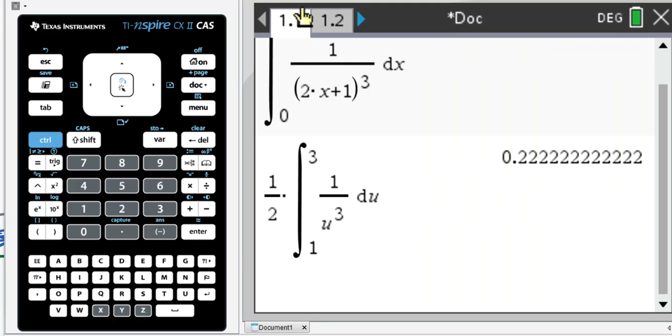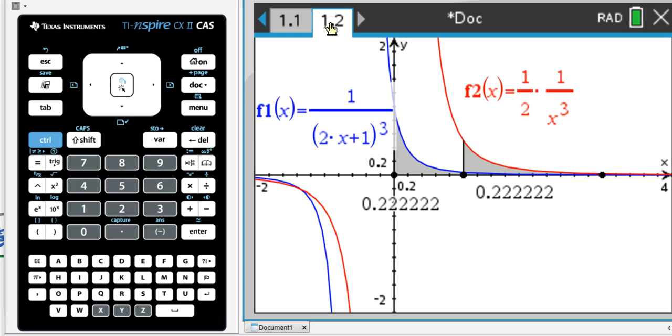A visual representation of this can be made as well. In the graph I'm about to show you, you'll see the blue graph that represents this function, 1 over (2x plus 1) cubed. And in the second function, you'll see 1/2 times 1 over x cubed. Now I have to use x because that's how our calculator builds its functions, but it'll represent the same thing. In this blue graph, again, our original function, the area under that curve is 0.2 repeating.